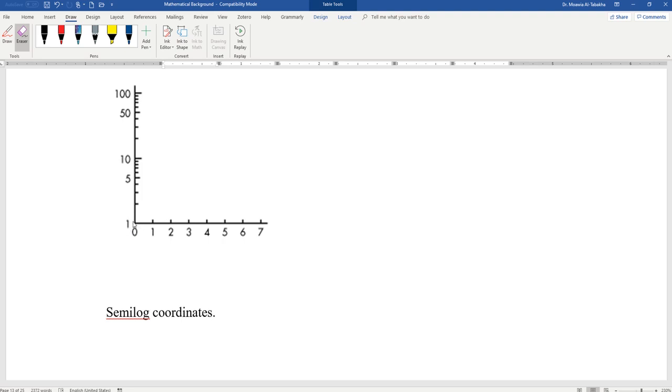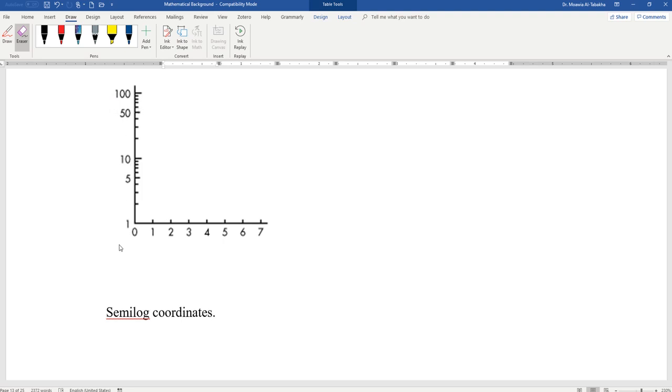You will also notice that the distance between 1 and 10 times 1, which is 10, is equal to the distance between 10 and 10 times 10, which is 100. So the distance between 1 and 10 is equal to the distance between 10 and 100. Now, 1 to 10, we call one cycle. 10 to 100, we also call another cycle. So in this case, you have two cycles. So this axis we call a logarithmic axis with two cycles. What are these two cycles? 1 to 10, 10 to 100.